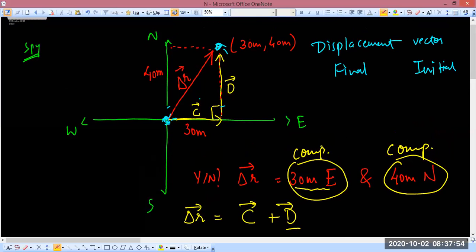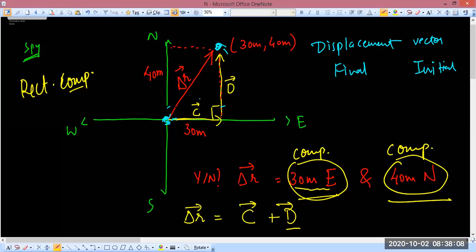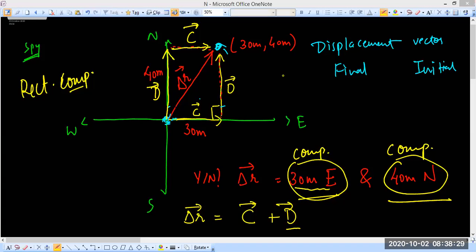But first, I want all of you to understand that here we are talking about rectangular components. That means we are talking about these two, which are perpendicular to each other, as you can see. You could also have done it here. I'm sure you recognize that. It would still give you the same. Yes, Vedat, in that case, you should. Okay, so let's talk about those special symbols.